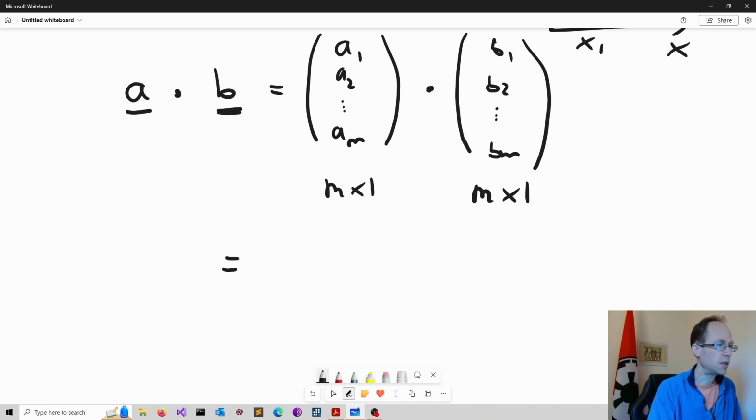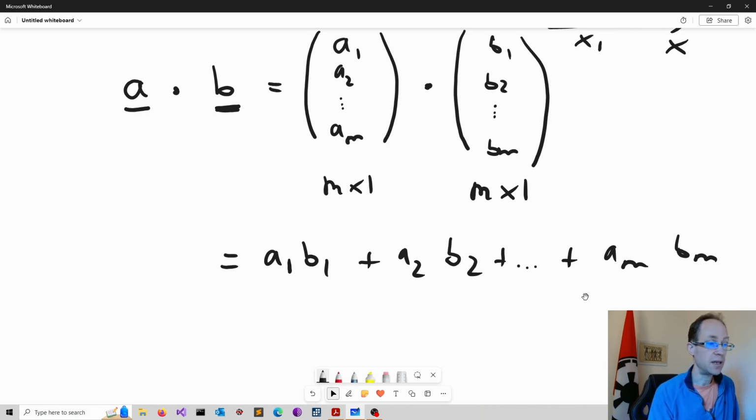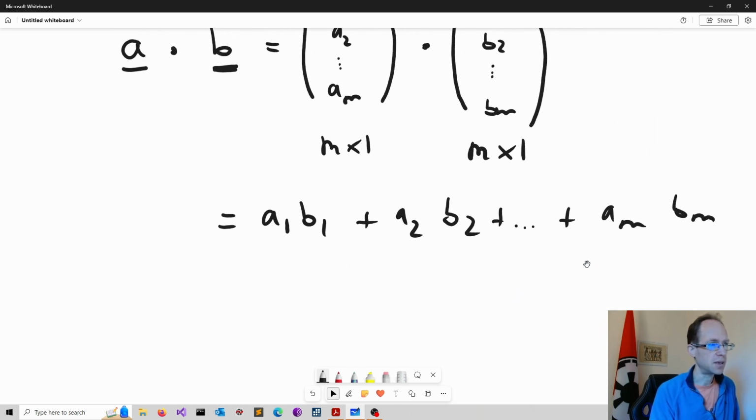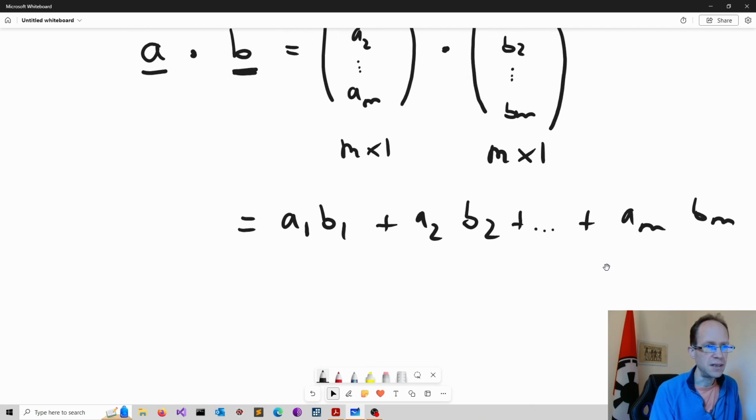We take now A1 times B1 plus A2 times B2 plus AM BM. So that's basically the definition of it, and now we can use it. And it's also quite nice to use dot products when we work with column vectors, because sometimes it makes it easier to write down certain operations. I give you an example.